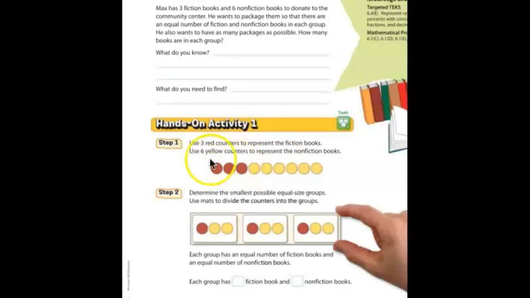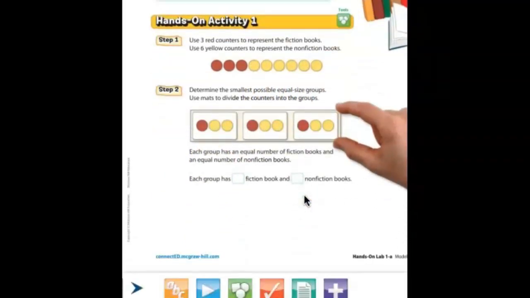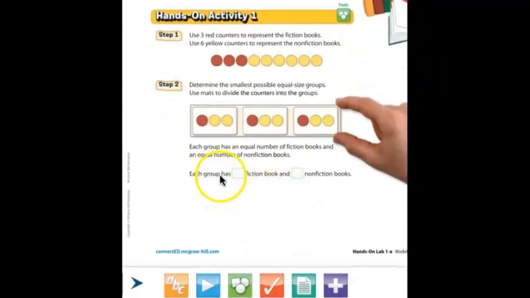So down here at the bottom, you're going to see that they're representing the fiction books with red counters because there are 3 of them. They're representing the nonfiction books with 6 counters because there are 6 of them, and they're going to be the color yellow. So just like we did with the puppies, we separated the number of fiction books, 1, 2, 3. And then we just gave 1 nonfiction book to each of those until we ran out of nonfiction books to hand out. So the question it's asking you is this: for each group has how many fiction books? Go ahead and answer that question.